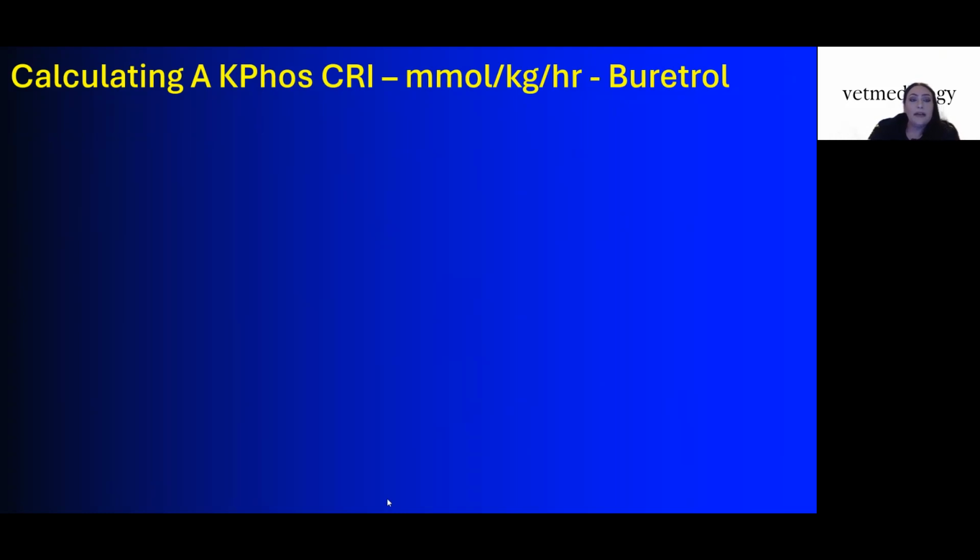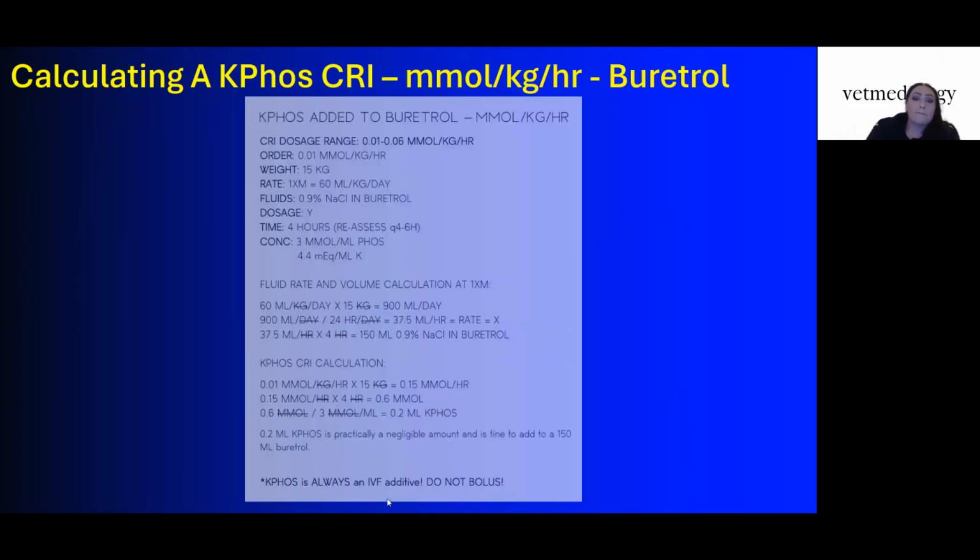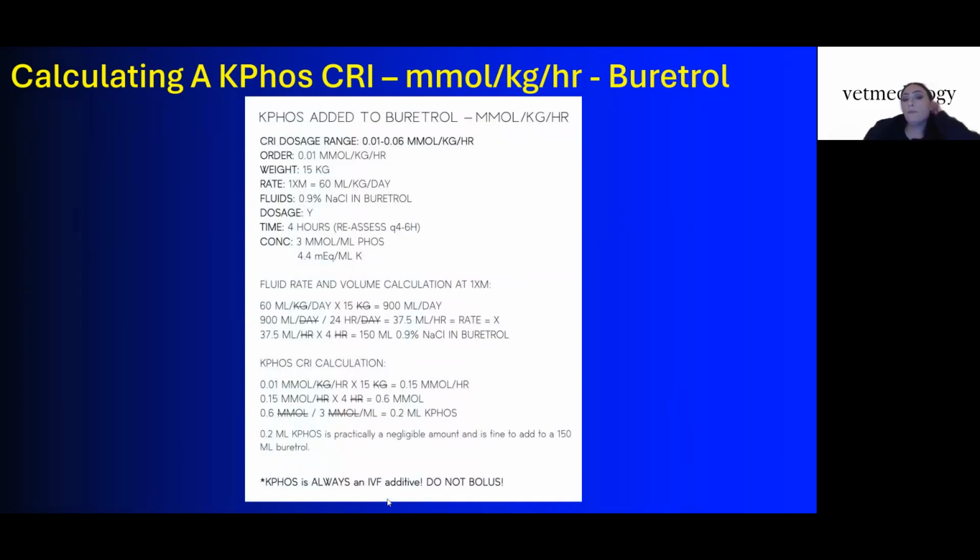All right, so calculating a KPhos CRI in millimoles per kg per hour. This is going to be in a Buretrol. The reason why we want it in a Buretrol is because we want to reassess our electrolyte panel every 4 to 6 hours. So the CRI dosage range for potassium phosphate is 0.01 to 0.06 millimoles per kg per hour. Our order is to start at 0.01 millimoles per kg per hour for a 15 kg animal.